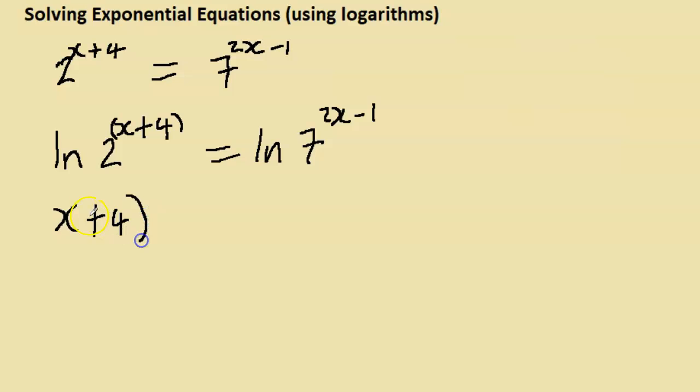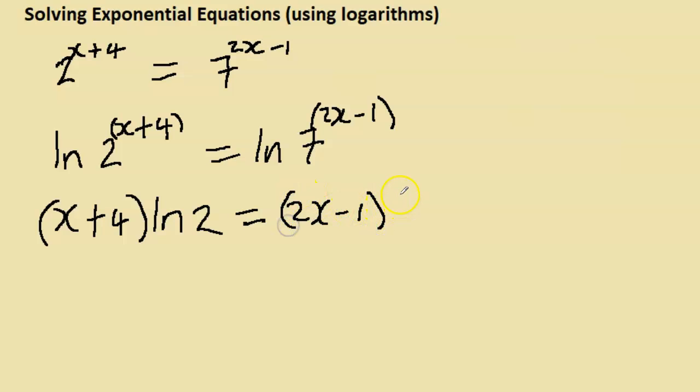So x plus 4, we can just bracket that, times ln 2. And then same here, this power here is 2x minus 1, so we put it at the front, times ln 7. And then we can expand the brackets. Outside the bracket we have ln 2, so we multiply ln 2 to each term in the bracket. So ln 2 times x, that's x ln 2. ln 2 times 4, that's 4 ln 2.